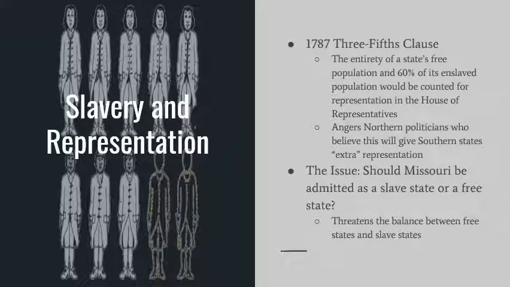Now, this brings us to 1819 when Missouri is petitioning for statehood. The issue is, should Missouri be admitted as a slave state or as a free state? Admitting Missouri as a slave state threatened the balance between free states and slave states in the Senate by giving slave states a 2-vote advantage.